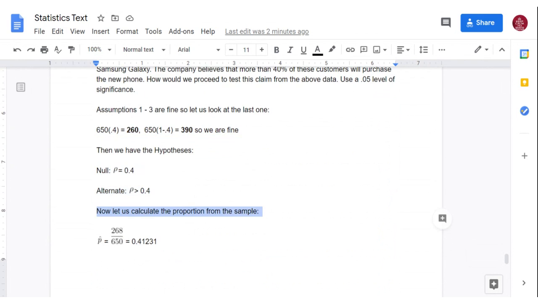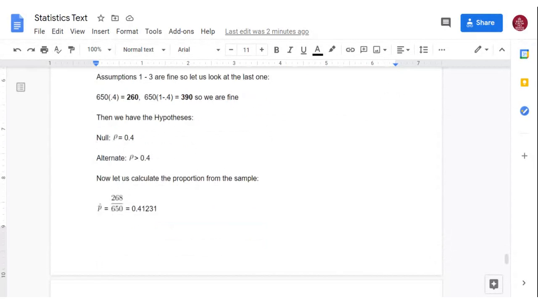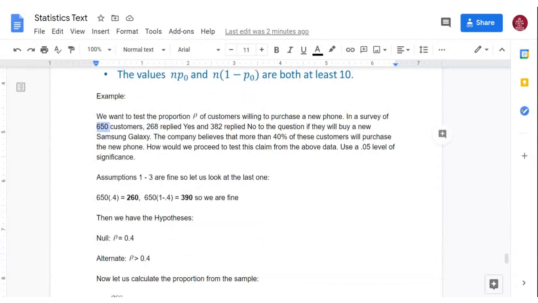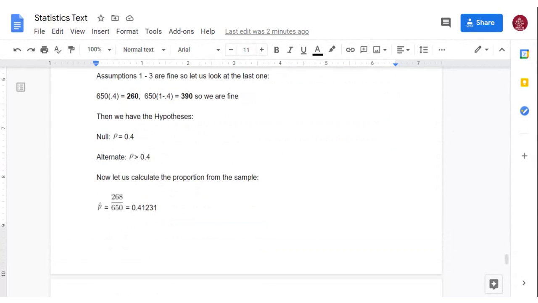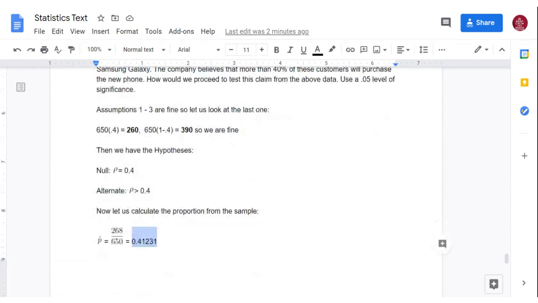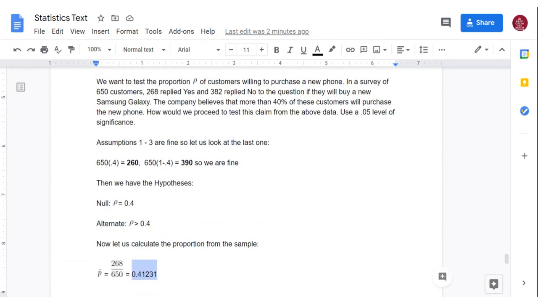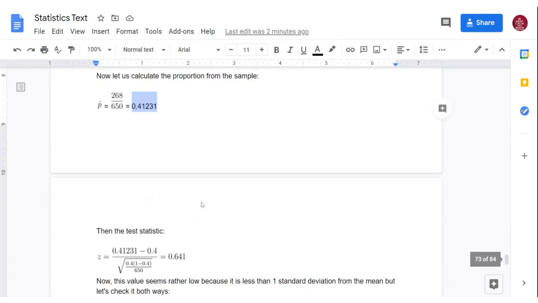So the P hat is 268, that's the yes category, over the total 650, which is equal to 0.41231. All right. So that's what we call the P hat. We're testing that against 0.4. You'll notice that it's greater than 0.4, but is it enough? Well, we got to do the calculation.